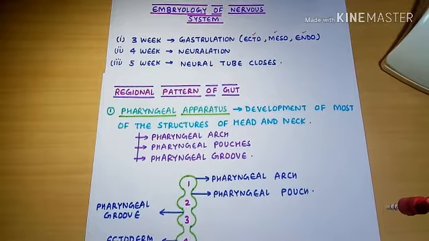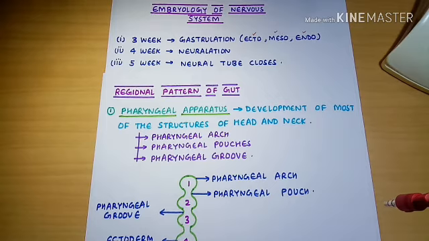Today's part of the video will be covering the regional pattern of gut development. In the previous section of the video we had learned about the embryology of the nervous system. That is, in the third week of development gastrulation starts, and the epiblast cells form three germinal layers, the ectoderm, mesoderm and endoderm. In the fourth week of development neurulation starts, and in the fifth week the complete neural tube is formed. Today's part of the video will be covering the regional pattern of gut development.